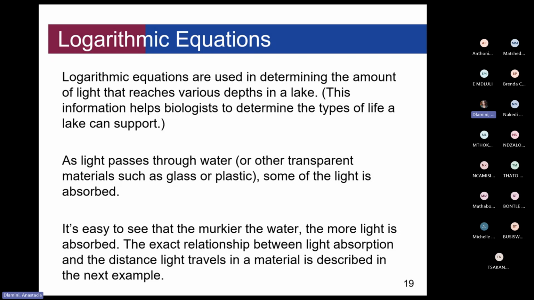So as light passes through water or other transparent materials such as glass or plastic, some of the light is absorbed. Is that clear, guys? Yes, ma'am. So they say it is easy to see that the darker the water, the more light is absorbed. The exact relationship between light absorption and the distance light travels in a material is described in the next example.